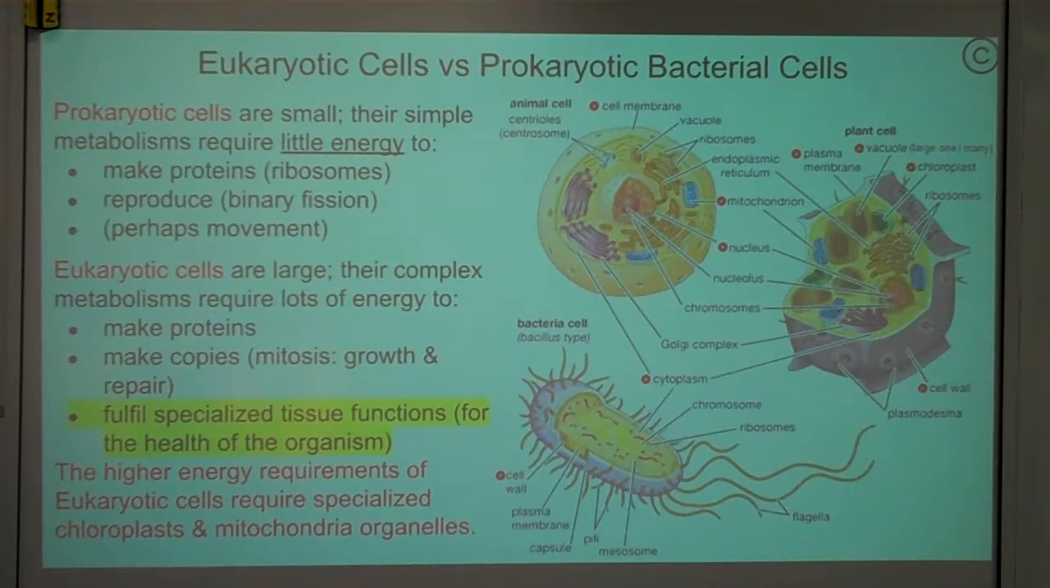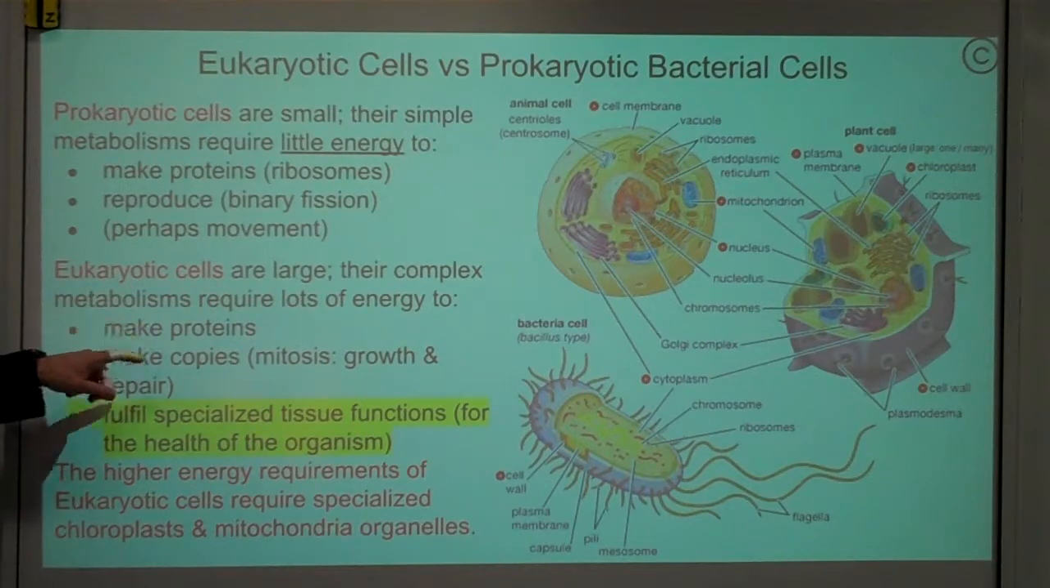So prokaryotic cells, because they're small and simple, have simple metabolisms. They make proteins, they reproduce through binary fission, and they might move. A lot of bacteria don't. They just sort of go with the flow of things. They just go where the water takes them.